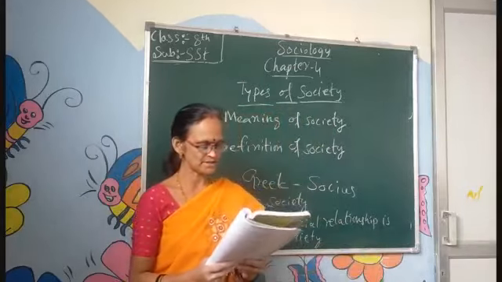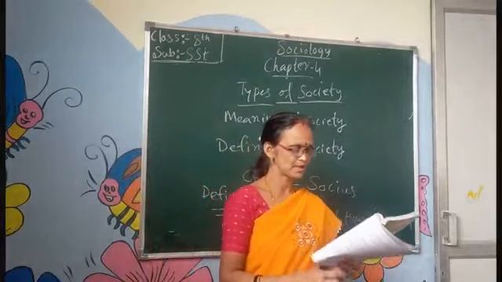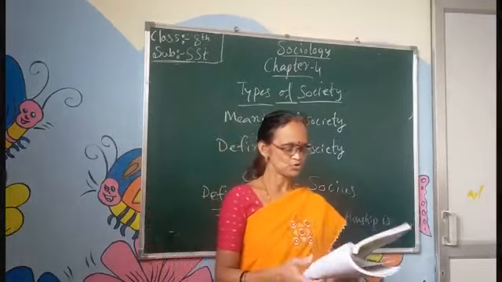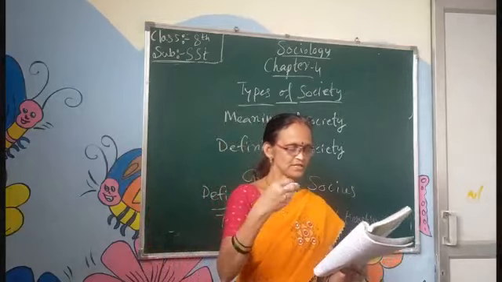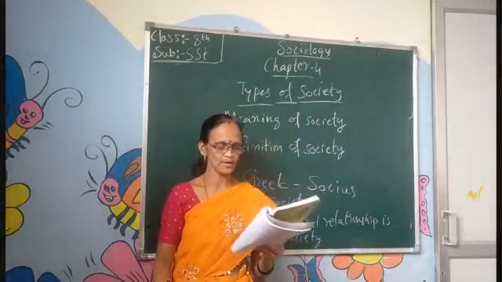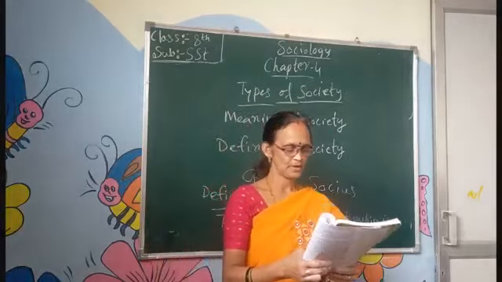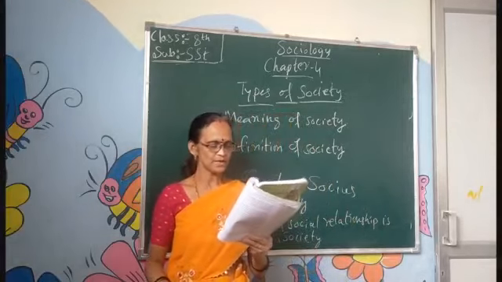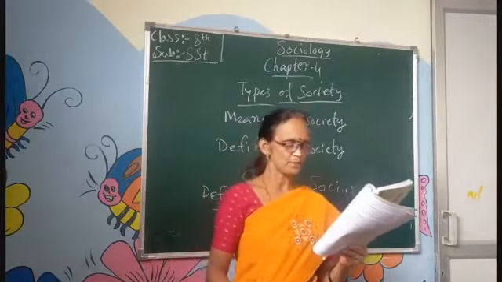The complex relation of social institutions and social groups is a society. There is a relation between the social institution and the social group, that is called a society. Now the nature of society. What is the nature of society here? Society is a community of communities.